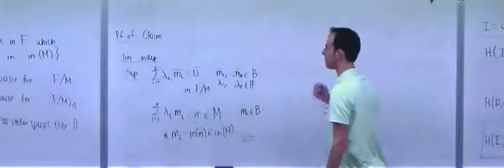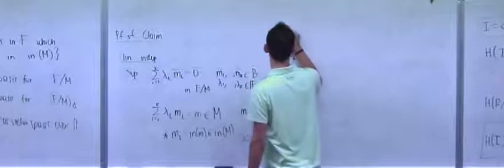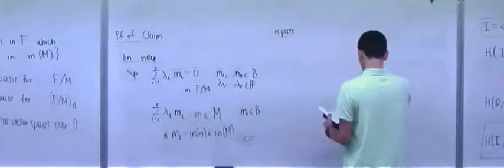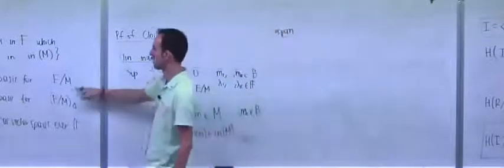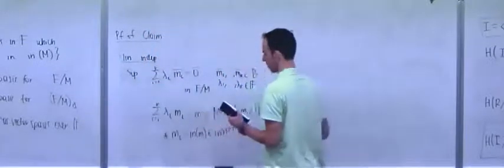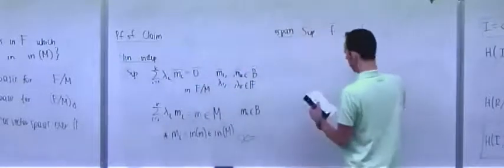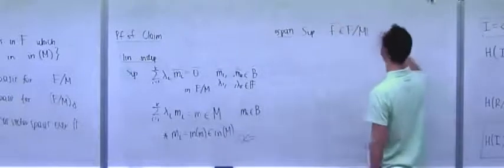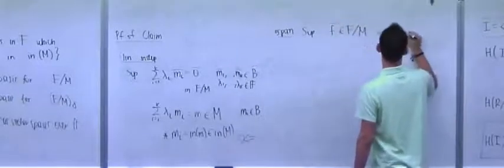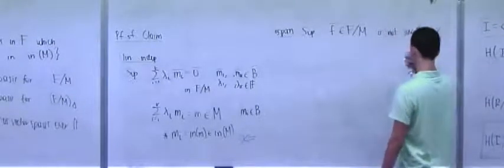So, contradiction. And now for the other half, let's prove that these span. Let's suppose that they don't span, that there are elements in here that I cannot generate. So let's say that I take some element f bar, which is in F mod M, and I cannot generate it. It's not generated by this B bar.